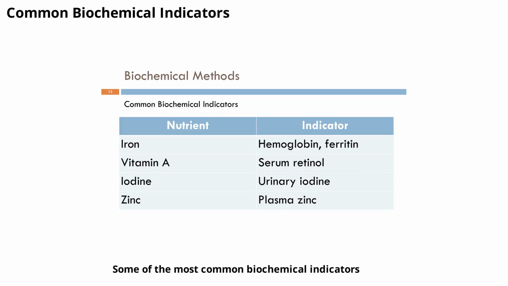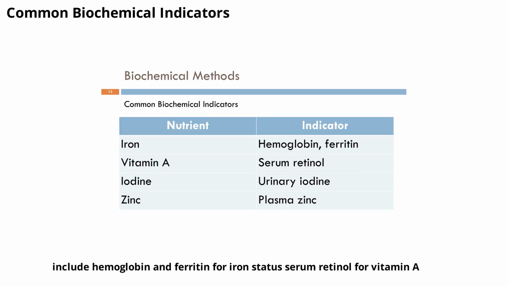Some of the most common biochemical indicators include hemoglobin and ferritin for iron status, serum retinol for vitamin A, urinary iodine for iodine, and plasma zinc for zinc status.